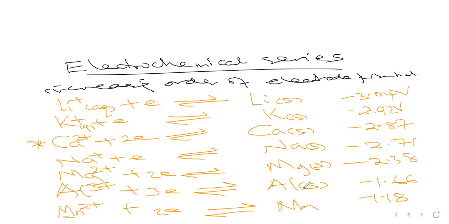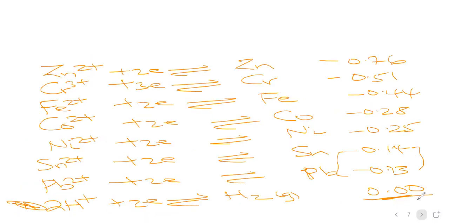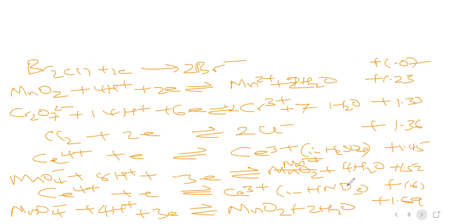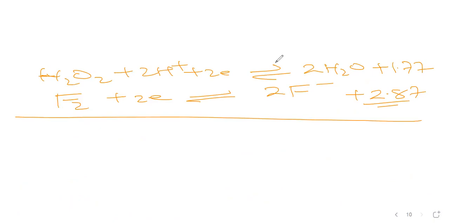Now we need to interpret these electrode potentials. What do they mean? If an element has the most negative, what does that imply? And if it has the most positive, what does that imply? We need to understand those concepts before we proceed with this topic, such that you don't have challenges in the near future as we discuss the topic.